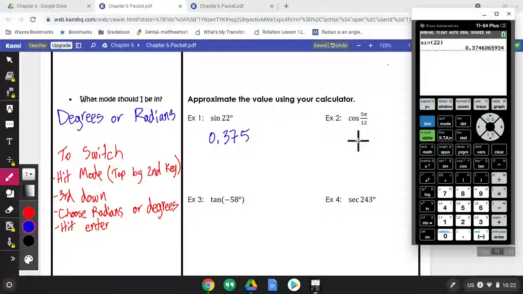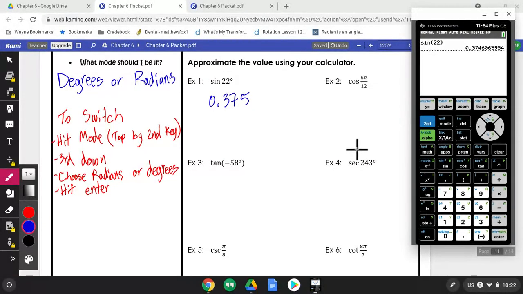We could do that, but we'd have to switch back and forth. So to save some time, I'm going to go to example 3 here. Now we're doing the same thing. This time there's a negative 58. So you have two options. The first option, we know we could add 360 to that. If we add 360, we get to 302. And I can take the tangent of 302, and I get an answer.